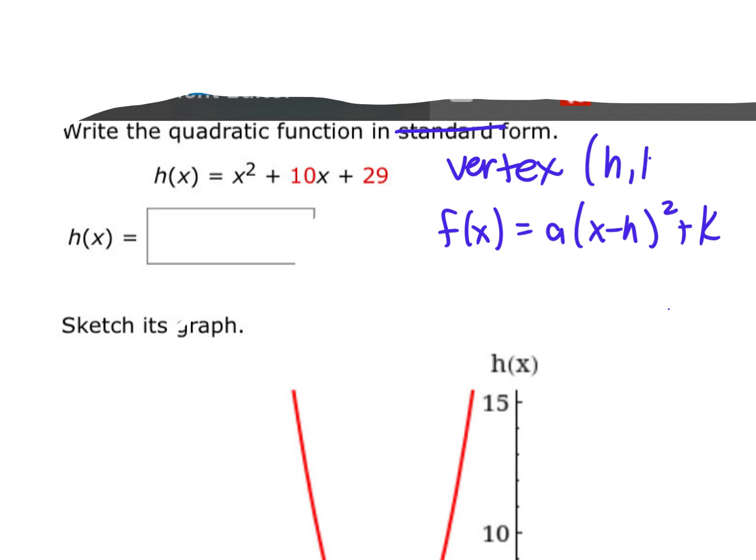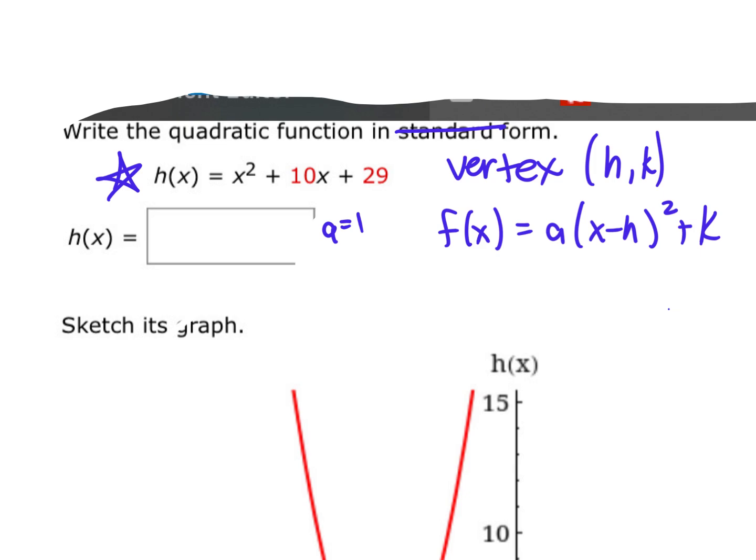It's your x and y of the vertex, right? Can you identify for me right now what the a value is? It's 1. It's the number in front of x squared. So if you want to write over here, a equals 1. Okay, cool. How do you find the h and the k? If you're given this in standard form, how do you find the vertex?